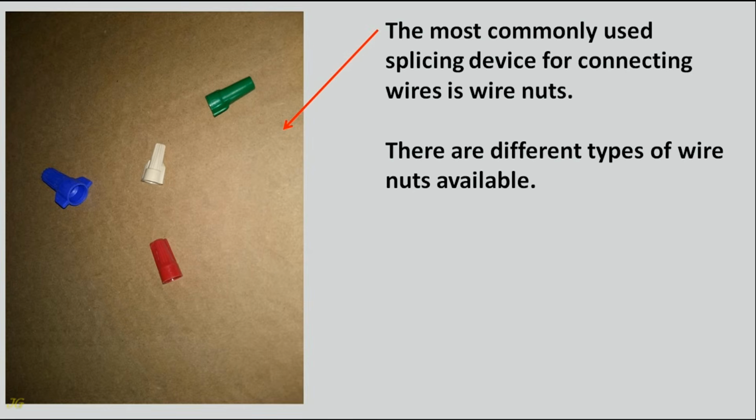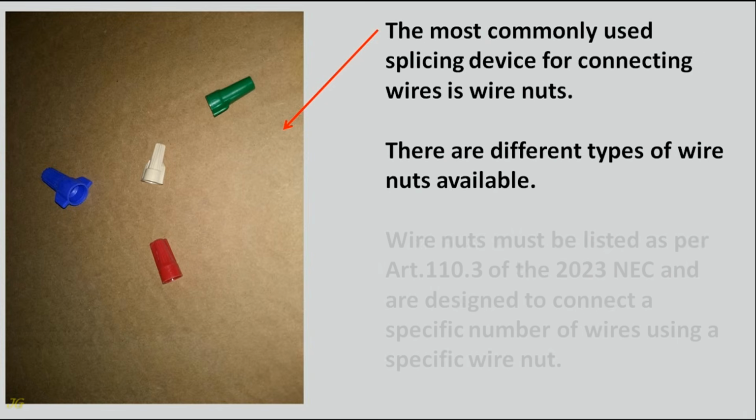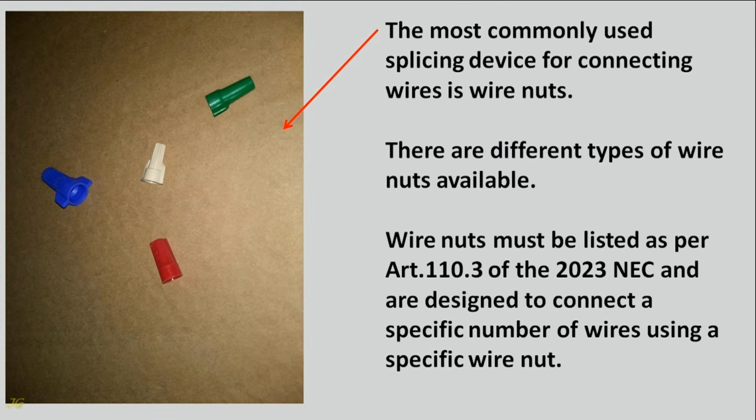There are different types of wire nuts available. Wire nuts must be listed as per Article 110.3 of the 2023 NEC and are designed to connect a specific number of wires using a specific wire nut.